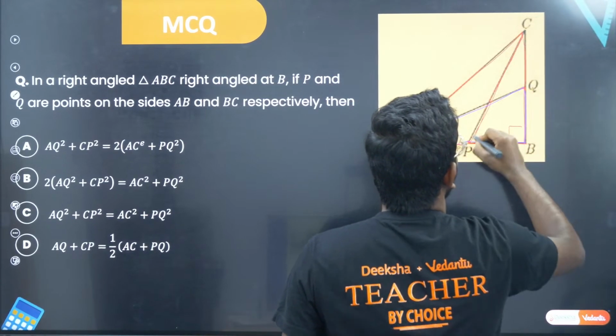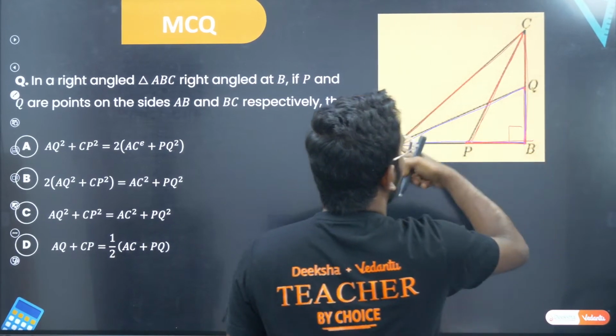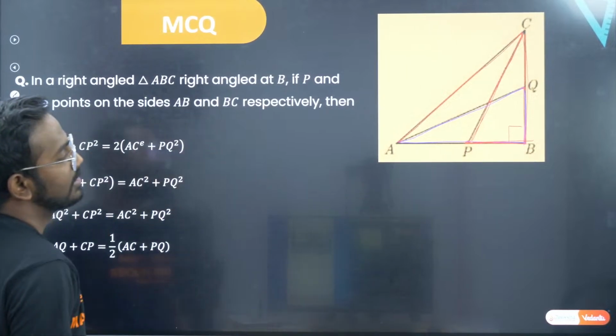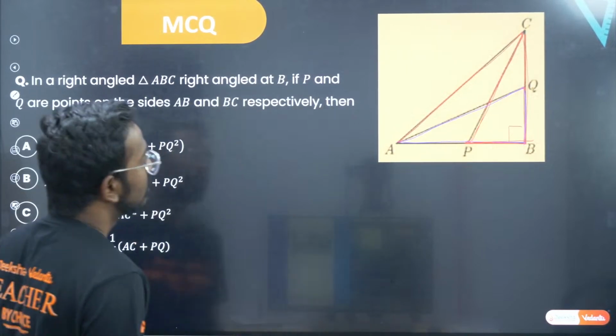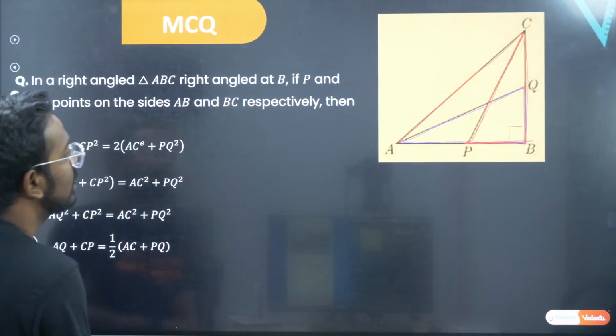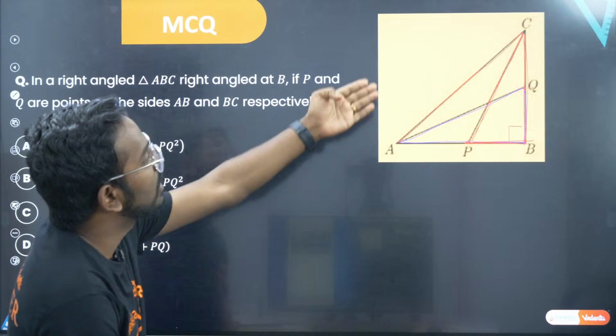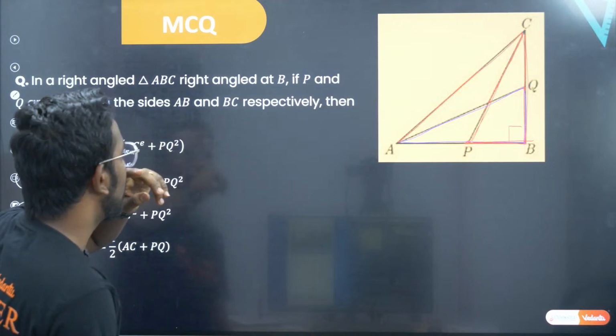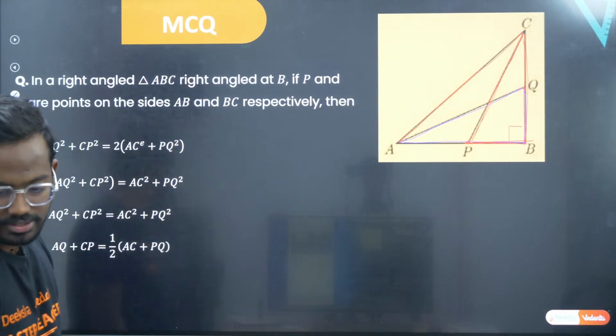Consider these two right angle triangles. This is one triangle, and the one with this purple part. So that is APB and CPB, AQB and CPB. One more triangle is ACB. They are all right angle triangles.